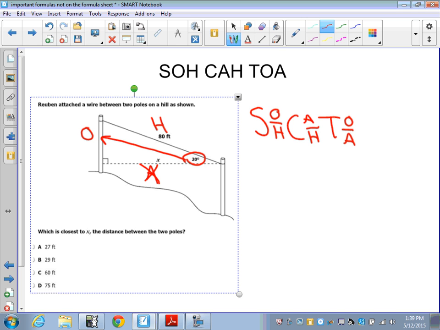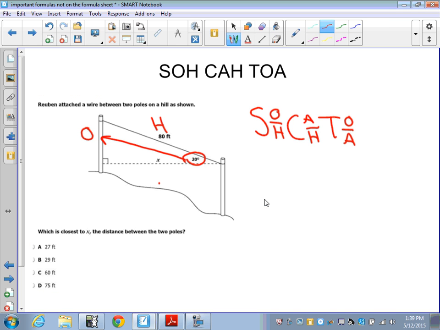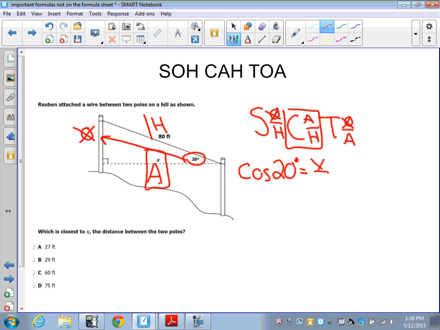We do have the adjacent. The adjacent is x. We do not have the opposite in this case, so that would mean we would have to use cosine. So without doing the whole entire problem, I'll just start it. The cosine of 20 degrees is equal to adjacent x over the hypotenuse, 80. So that's an instance where we'd use SOHCAHTOA.